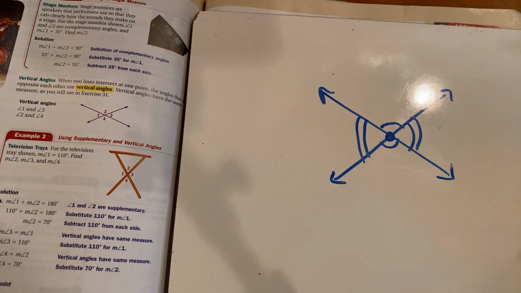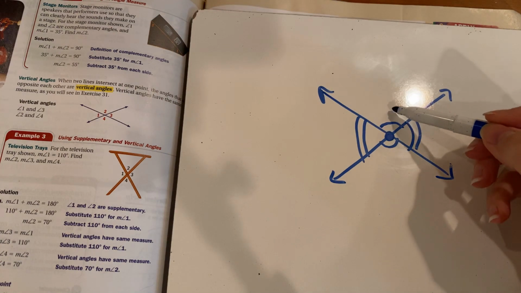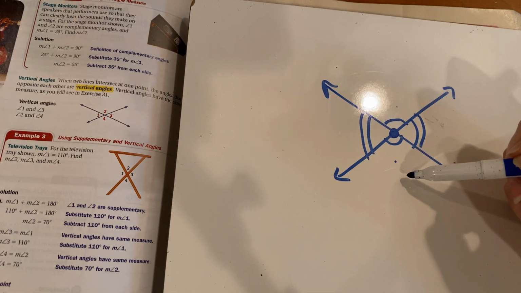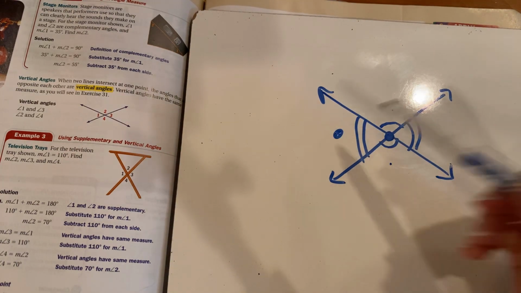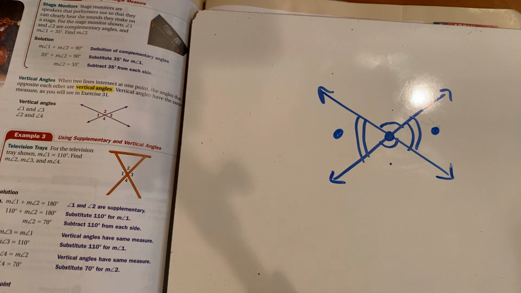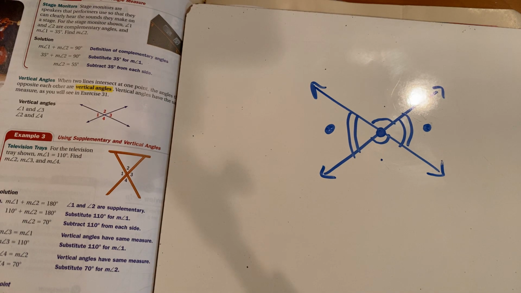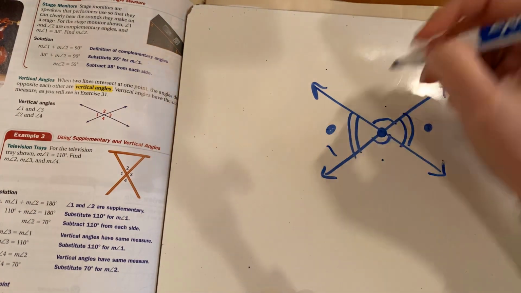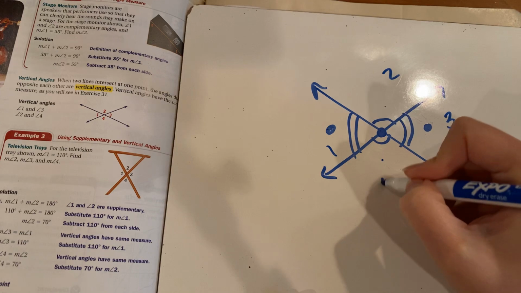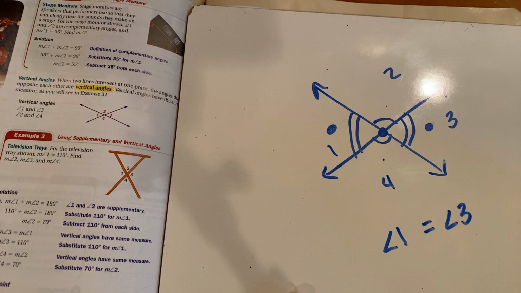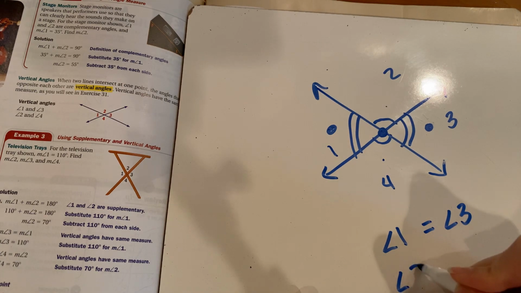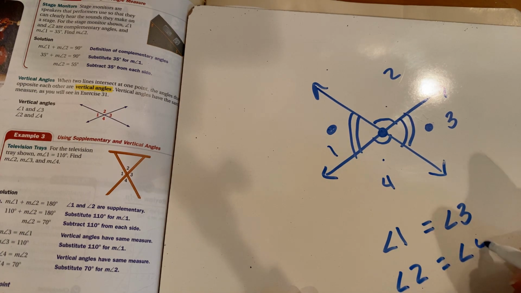Vertical angles have the same measurement. So our vertical angles, again, are top and bottom. That means they will have the exact same measurement. So if one is 50, the other will be 50. If one is 160, the other will be 160. Same thing for over here. These two right here are vertical angles because they're opposite of each other. And again, vertical angles or opposite angles have the same measurement. So that means if this is angle 1, 2, 3, and 4, angles 1 and 3 are going to be the same. And that means angle 2 is going to be equal to angle 4.